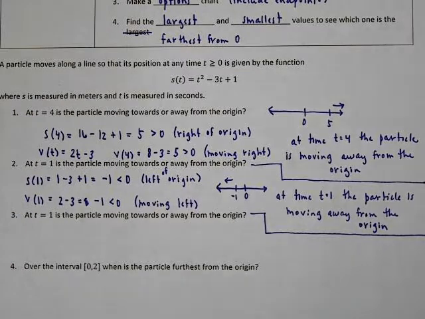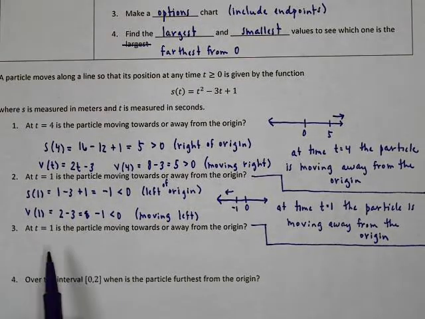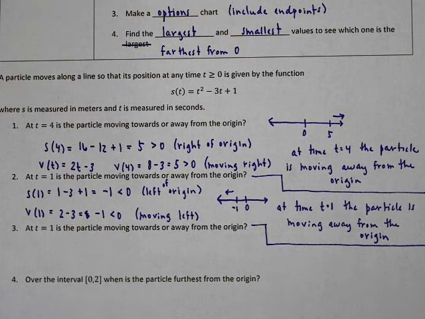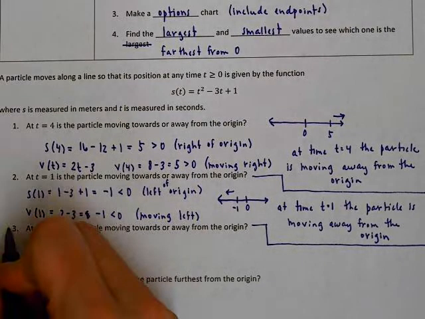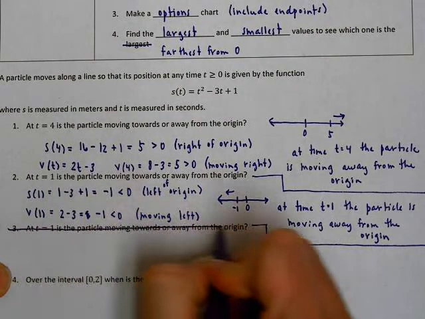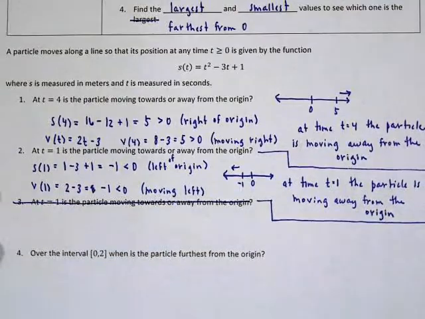Let's see. Number 3, at t equals 1 is the particle. Okay, so this is a repeat here. Actually, we'll just skip that one because we'll come across this again. So let's move on to 4 then.